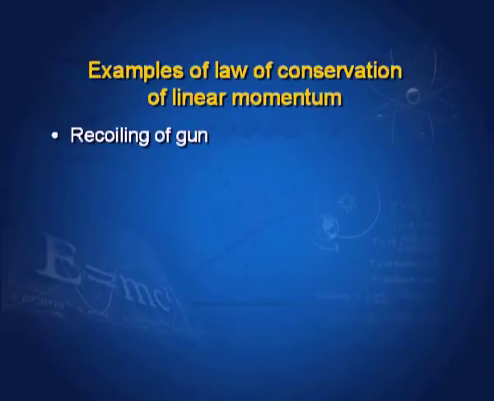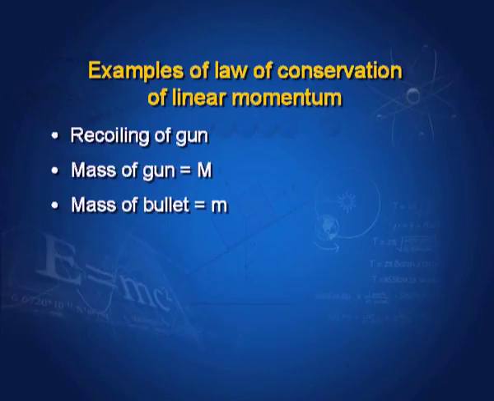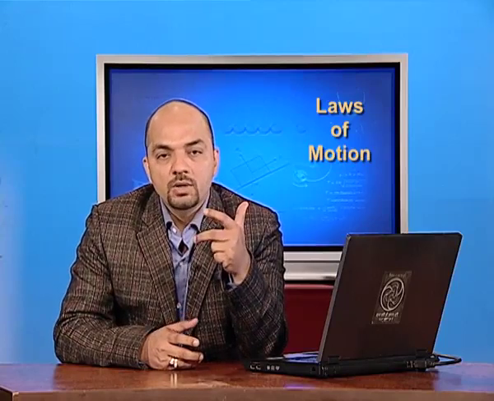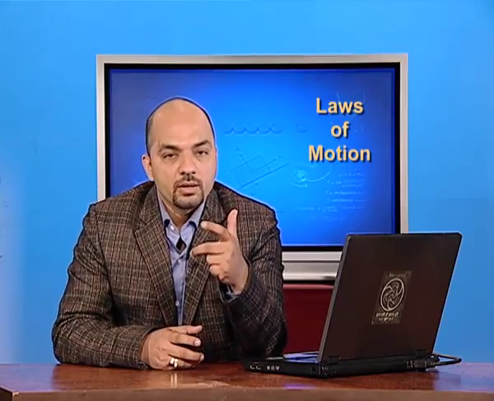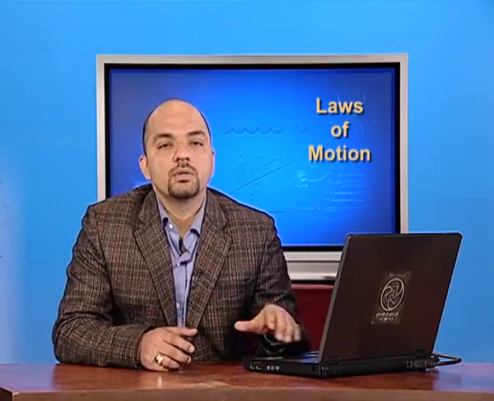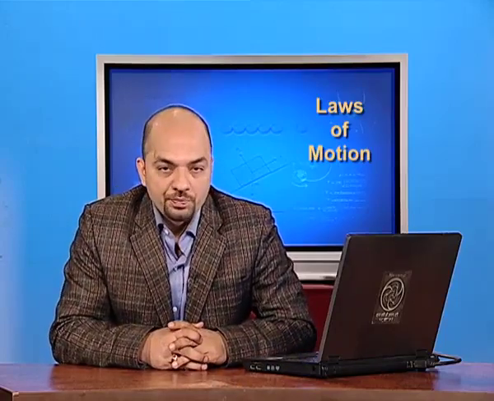For example, recoiling of the gun. Let we have a gun of mass M. Mass of the bullet is small m. Initially, the gun and the bullet are taken together as the system and the velocity of the system is 0. So, initial linear momentum of the system is 0.